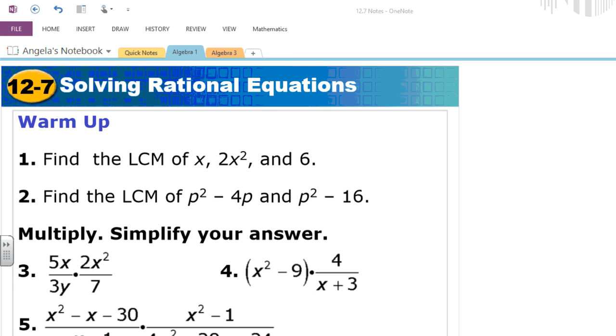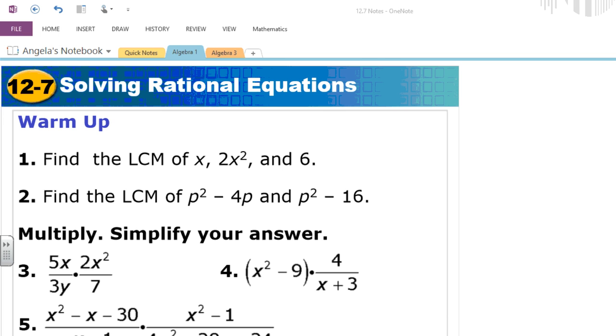All right, Algebra 1, Lesson 12.7, Solving Rational Equations. So please, I keep asking you guys, please try the warm-up before you sit and watch me do it, just to see if you can make sure you know what you're doing. All right, so if you could pause the video and do this.